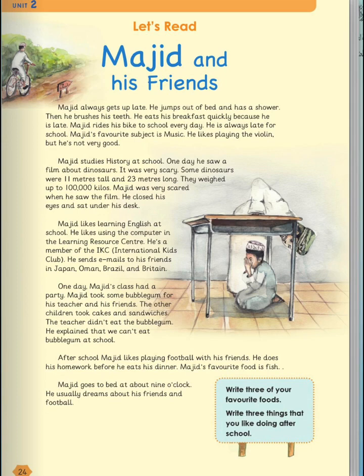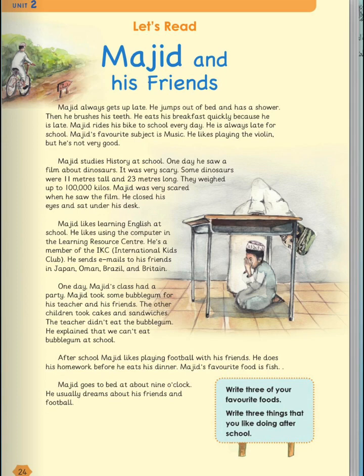Majid likes learning English at school. He likes using the computer in the Learning Resource Center. He is a member of the IKC International Kids Club. He sends emails to his friends in Japan, Oman, Brazil, and Britain. One day, Majid's class had a party. Majid took some bubble gum for his teacher and his friends. The other children took cakes and sandwiches. The teacher didn't eat the bubble gum. He explained that we can't eat bubble gum at school.